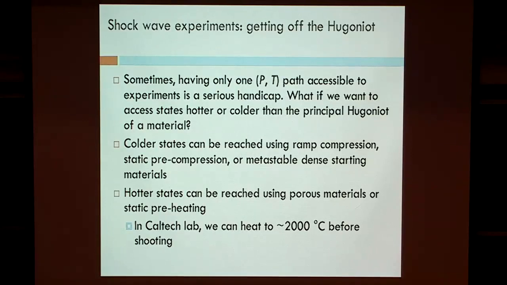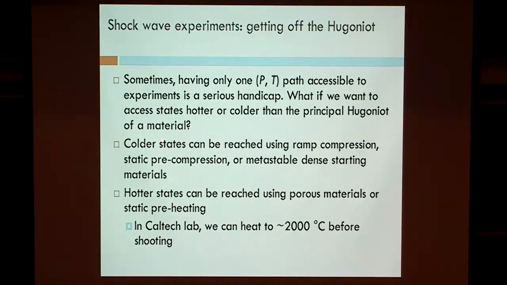Or you can compress it along different paths. So if you want a colder state than the principal Hugoniot, you can use ramp compression to follow the isentrope instead of shocking up. You can use pre-compression, and this is a technique that's been worked out at Berkeley. Kanani is here somewhere. She was involved in this game early on. Take an El Cheapo diamond cell that you don't mind destroying, pre-compress your material statically at room temperature, and then drive a shock through the diamond cell.